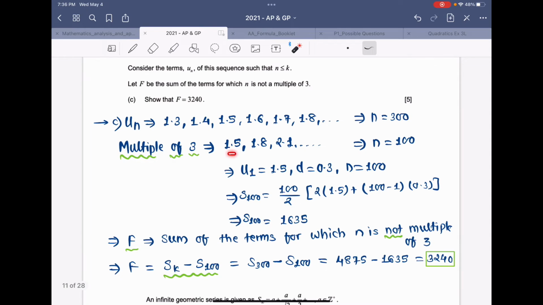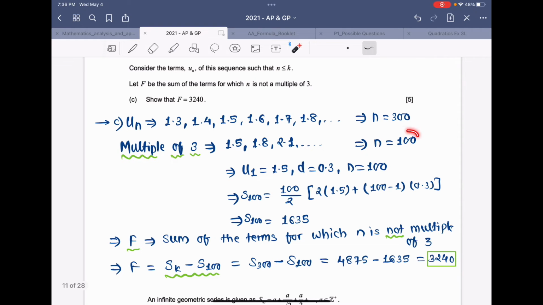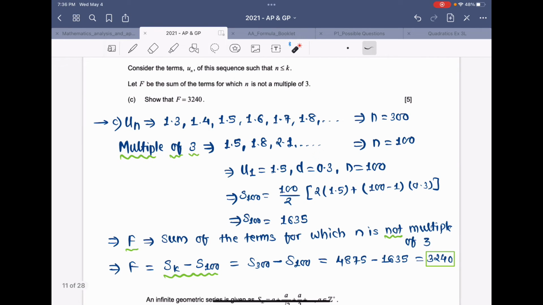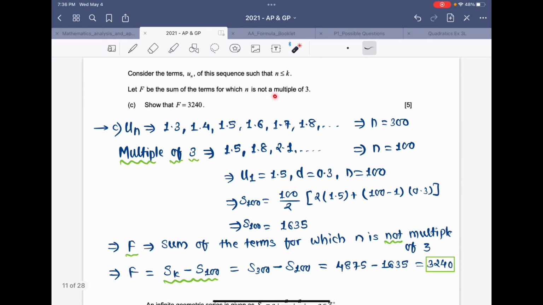What I will do is find the sum of those terms which are multiples of 3. So the total number of terms is 100, 100 over 2, 2 times u1, so 2 times 1.5, plus 100 minus 1 times 0.3. If I type it on a calculator, we will get the answer 1635. So out of 300 terms, which are multiples and not multiples of 3, those terms which are multiples of 3, their addition is 1635. So out of 300, 100 terms are multiples of 3, and their addition is 1635. Now we come back to the question. They said not a multiple of 3.